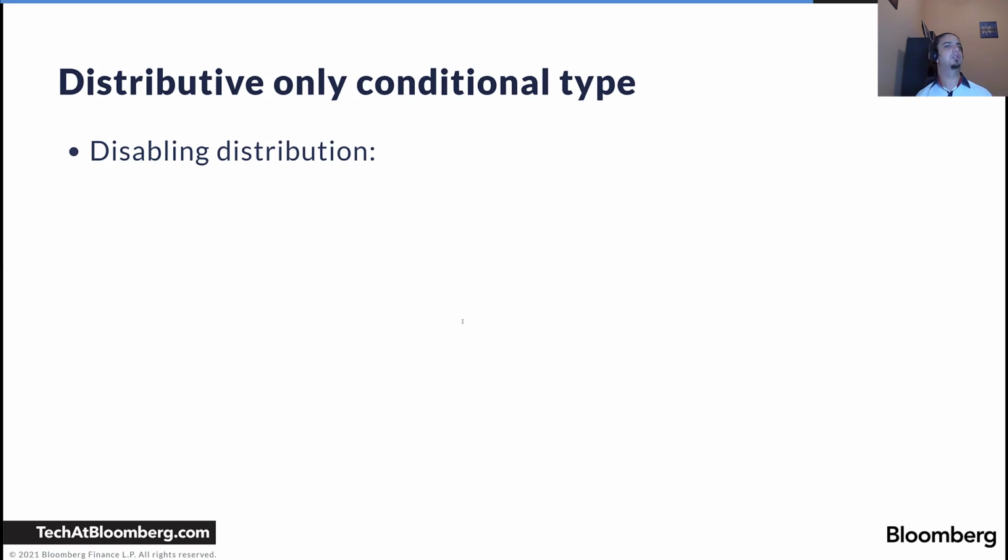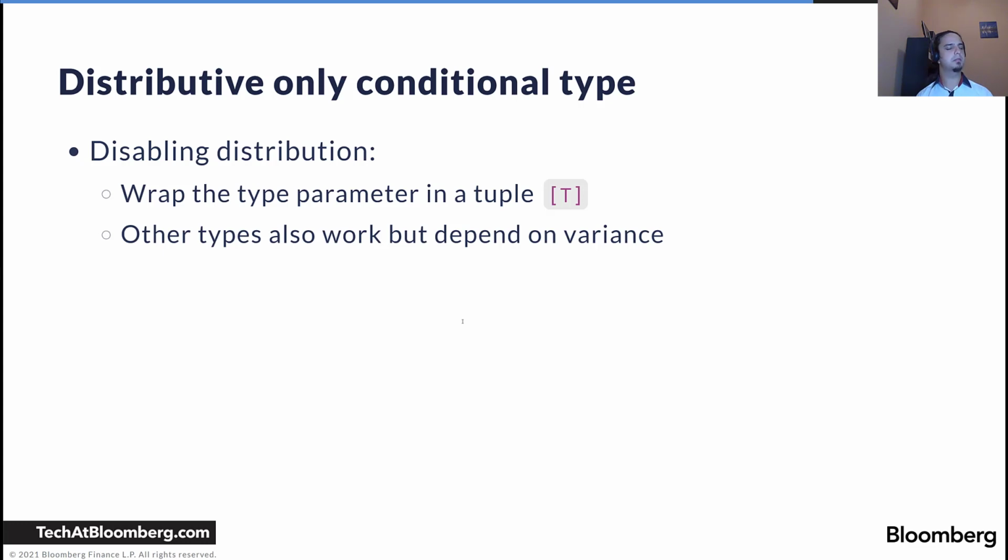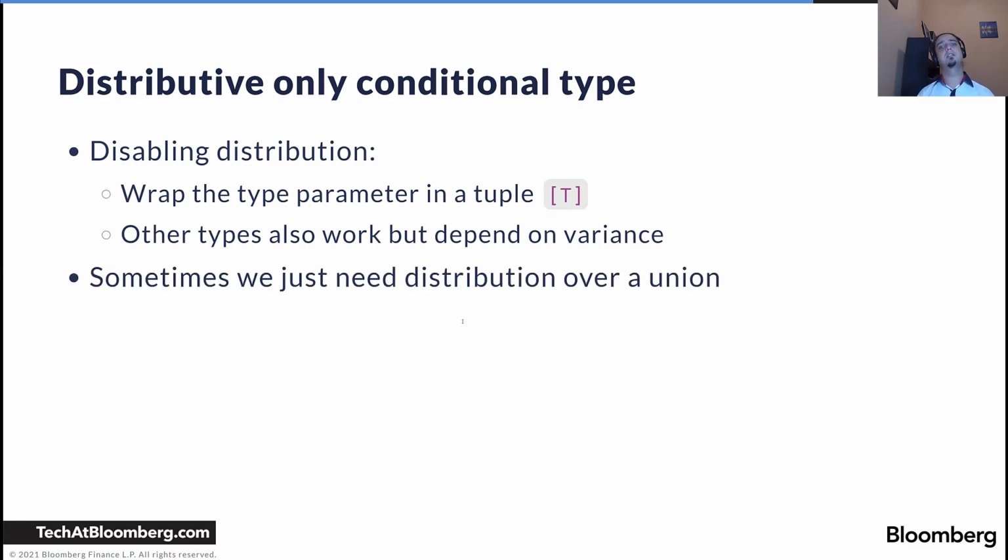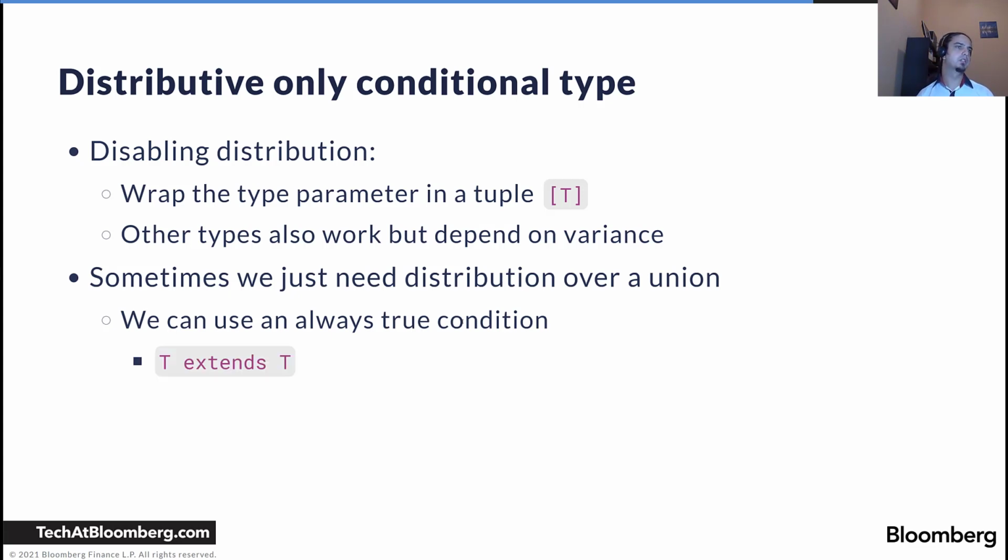Now sometimes it is important to disable distribution because we don't always want it. And the way to do that is usually to wrap the type in a tuple. Basically, you put square brackets around the type. Now, other types would also work, but they might depend on the variance of that specific type. So it's best to stick with a tuple when you're trying to disable distribution. On the other hand, sometimes we need just the distributive behavior of the conditional type. And when we need that, we usually have a condition that is always true. So we could see something like t extends t, or t extends unknown, or t extends any, which are conditions that are true for any given t.